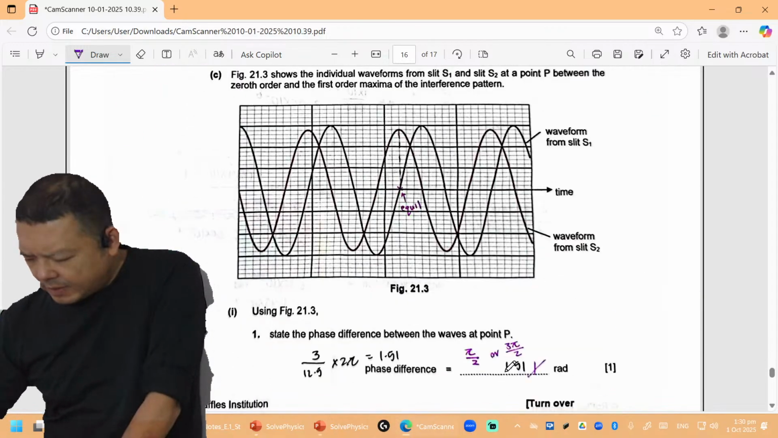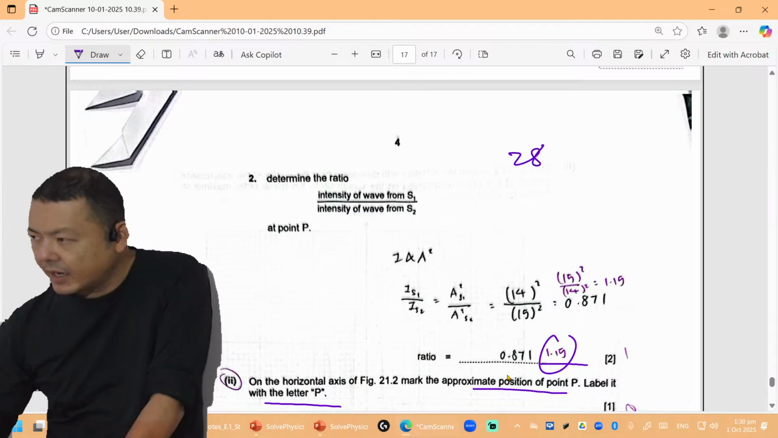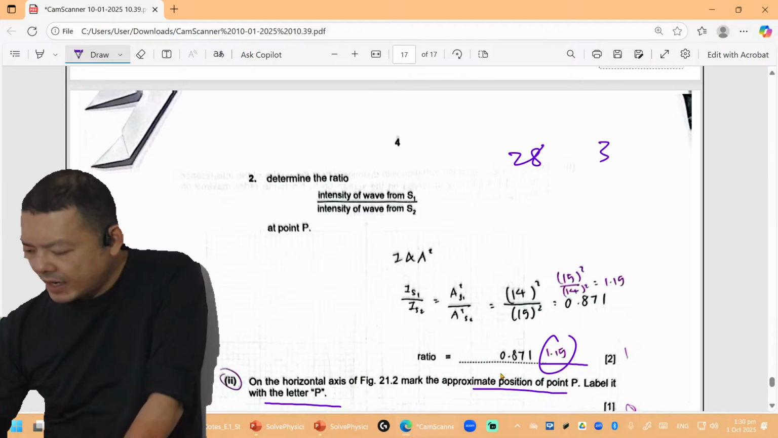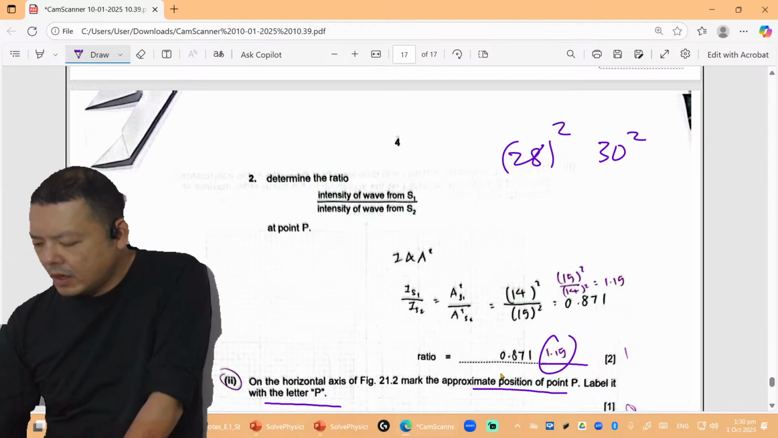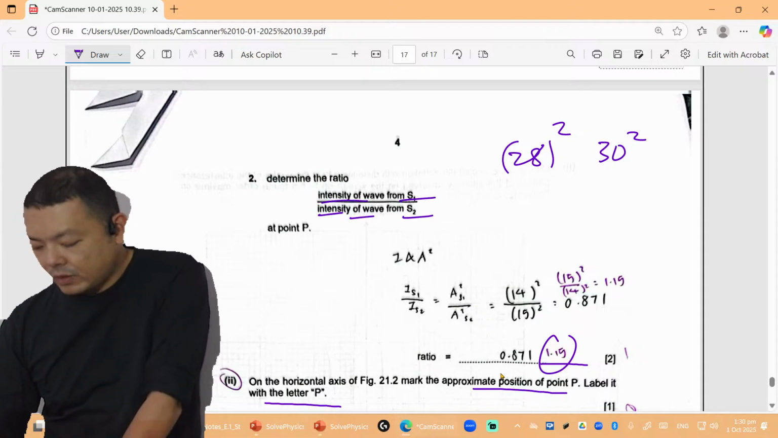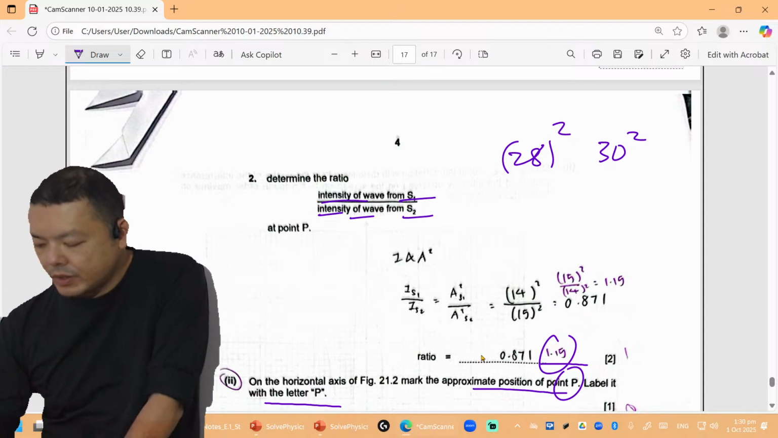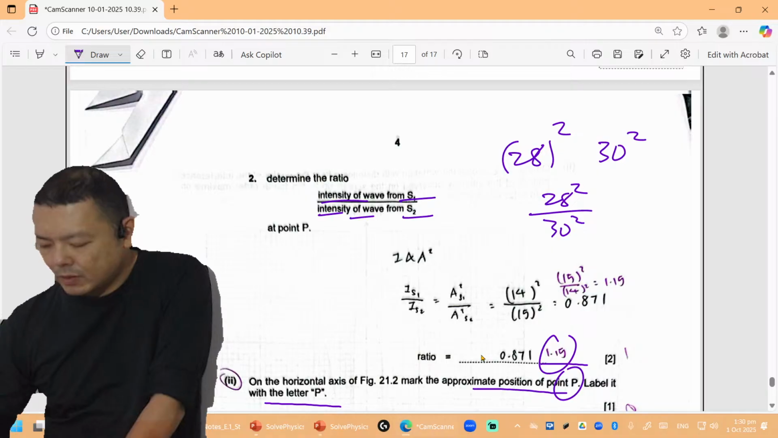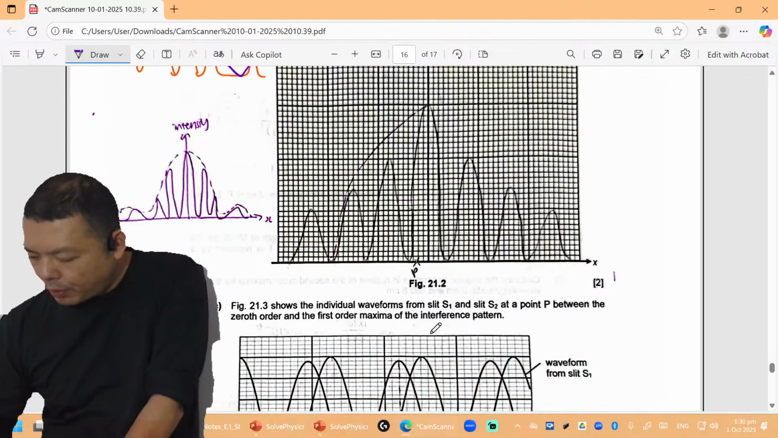Point P is somewhere around here. One of them is 15, the other one is 14. Point P, what's the total amplitude? The total amplitude is 28. Say you had 30 squared and 28 squared. They say intensity away from this and intensity away from that, but point P will be a constructive between 14 and 15. So what is this ratio? 28 squared over 30 squared is 0.87.